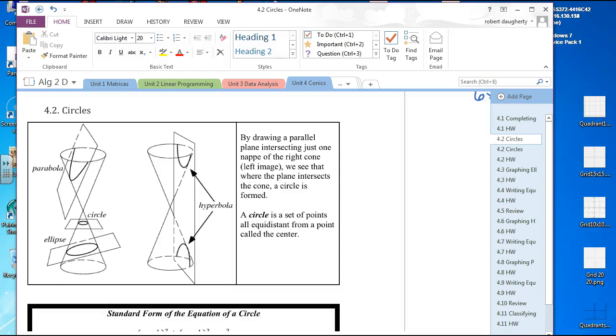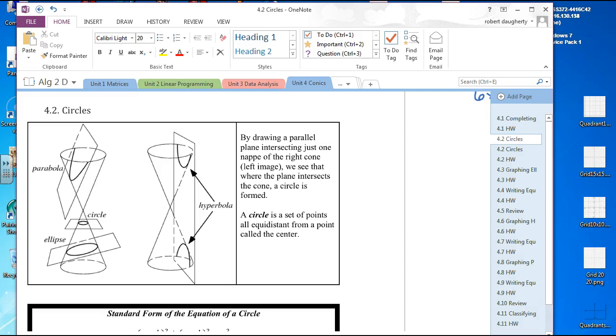4.2, today we're going to talk about our first conic section, which is a circle. So if you remember from the last class, we had the cone that I held up, and I talked about how conic sections are just sections or cuts of a cone. So the first one we're going to talk about is a circle.